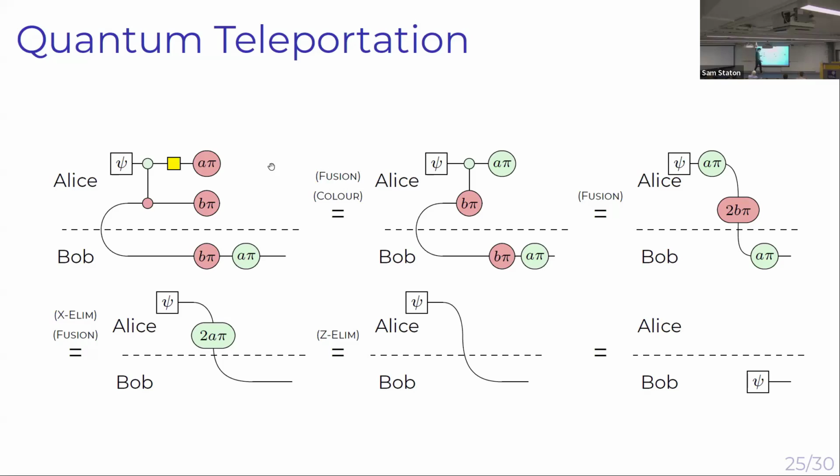Then you just apply simple rules of the ZX calculus. First fusion and color change, then again a fusion. Then you see that you have 2b pi, which corresponds to 0 because you have 2 pi times something. So you can eliminate it and fuse together the 2 Z spiders. Again, this can be eliminated, and here you have just a single wire that you can drag to Bob. So what you have done is teleport your state from Alice to Bob.